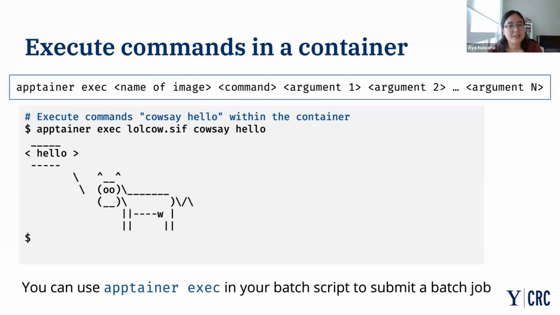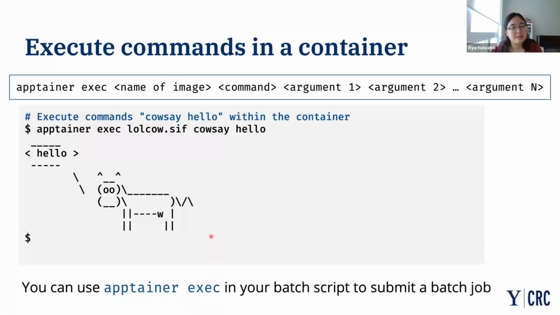Now let's look at how to execute specific commands inside a container without starting an interactive shell. For that, we'll use the apptainer exec command. The syntax is apptainer exec, name of the image, and command and arguments. For example, if you want to execute the cowsay hello command within the lolcow container, we can use apptainer exec lolcow.sif cowsay hello, and that would execute cowsay hello inside the lolcow container, generating a picture of a cow saying hello.